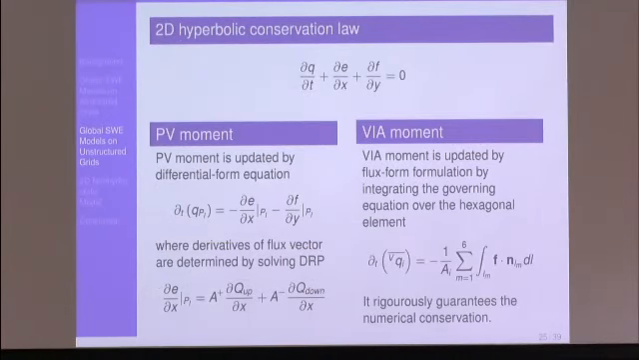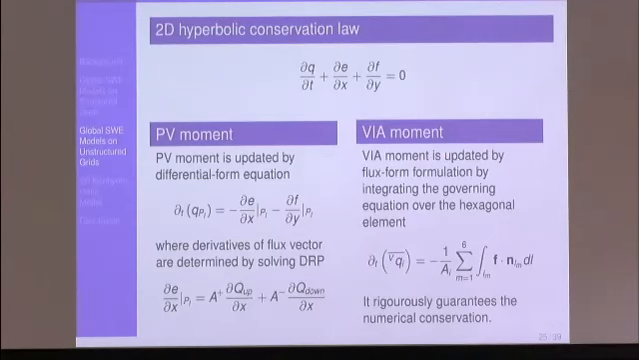We consider this 2-dimensional hyperbolic conservation law to describe the numerical formulations for the schemes on unstructured grids. First, different moments are updated by different forms of formulations. The PV moment is updated by this differential form equation. So we need to calculate the derivative of flux at this point. Same as the previous formulations, this derivative of flux is calculated by using a derivative Riemann problem.